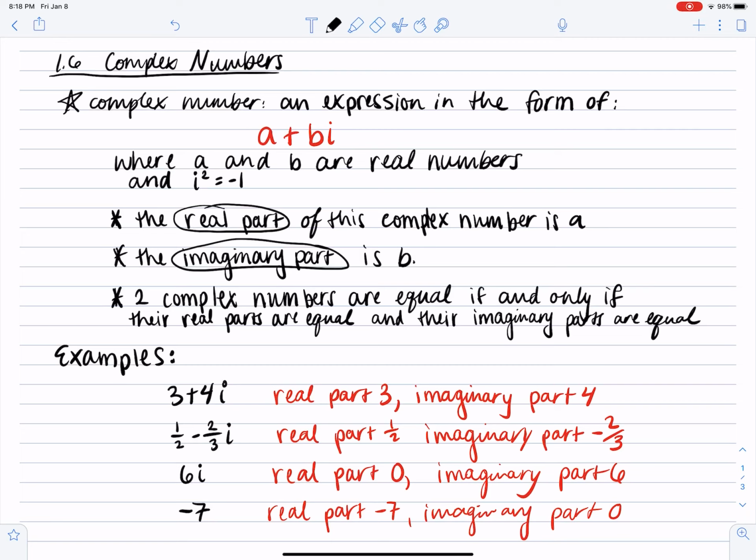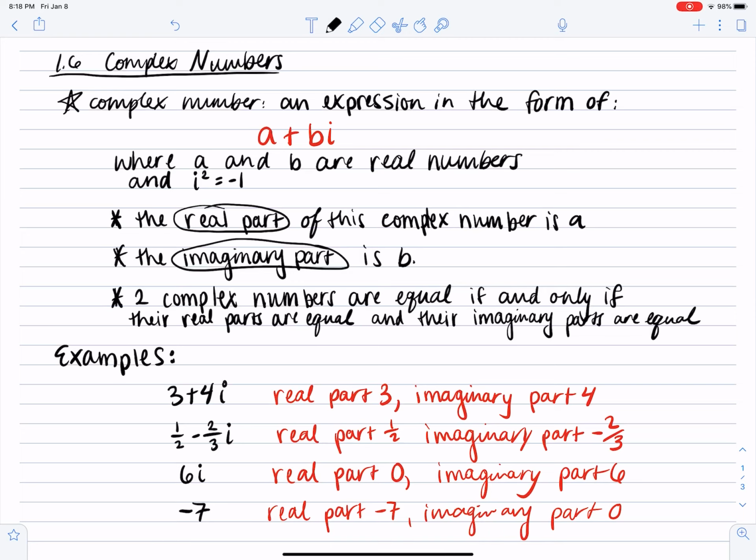Two complex numbers are equal if and only if their real parts are equal and their imaginary parts are equal as well. So here are some examples. 3 plus 4i. The real part here is 3. The imaginary part is 4. 1/2 minus 2/3 i. The real part is 1/2. The imaginary part is negative 2/3, because you've got to include that negative as well.